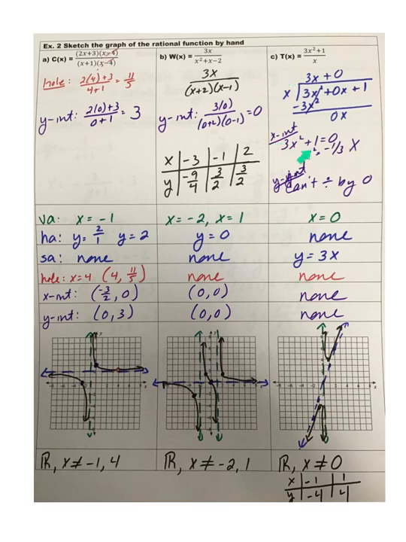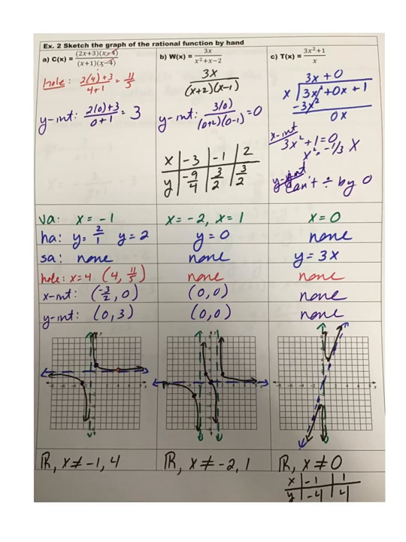X-intercept: when does the numerator equal 0? Well, x squared equals -1/3, that's not possible. X squared has to be a positive number. So there are no x-intercepts. Y-intercept: plug in 0 for x. Well, you can't divide by 0, so there is no y-intercept. So we have this vertical asymptote at x equals 0. We have this slant asymptote, y equals 3x. And we don't know anything else.